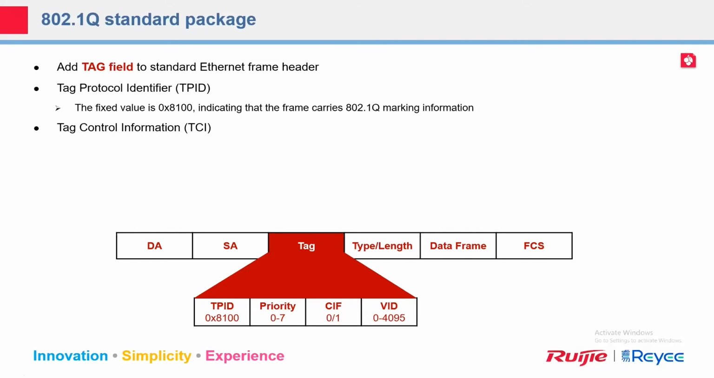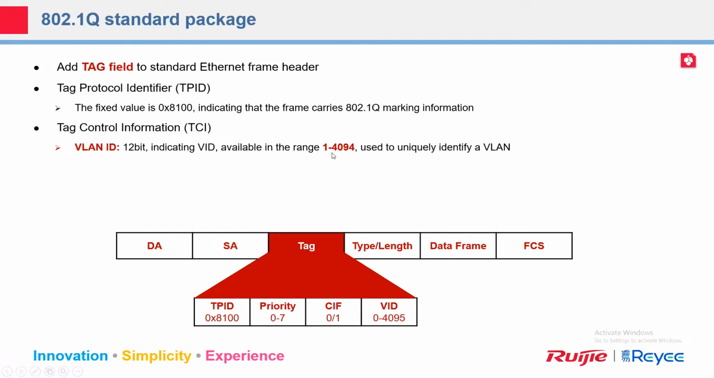And the second part is the TCI, Tag Control Information. This also has three parts. The first one is the VLAN ID. It is 12 bits long and indicates the ID information. Because the length is 12 bits, the range is from 0 to 4095. This is the range, but the available range is from 1 to 4094.